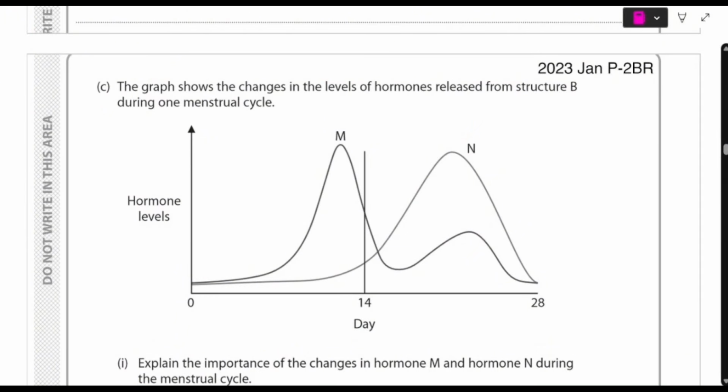So the hormone M, or estrogen, increases or peaks just before day 14, which is the ovulation, because the role of estrogen is to repair the uterus lining and to prepare it to the point that a baby or a fetus can be implanted there.